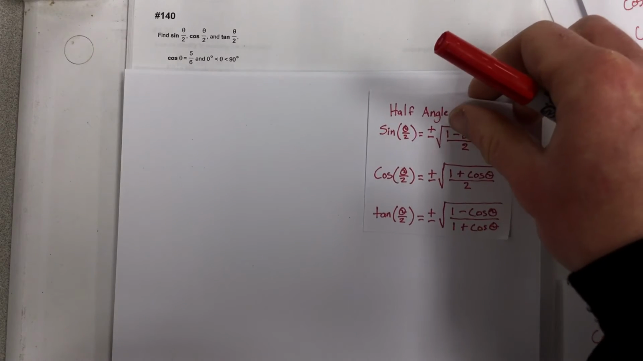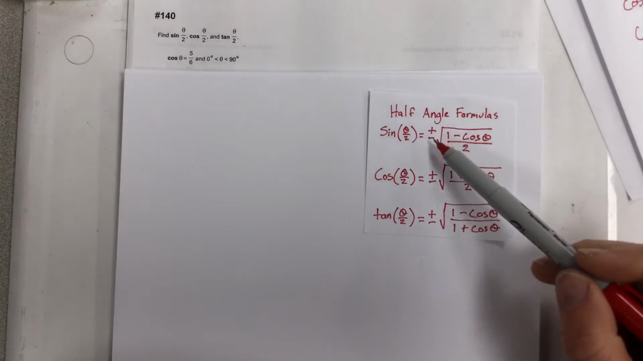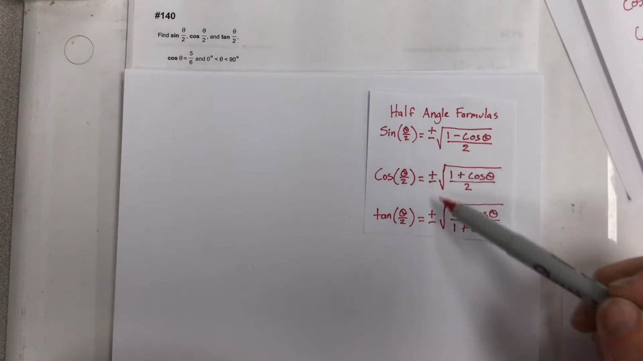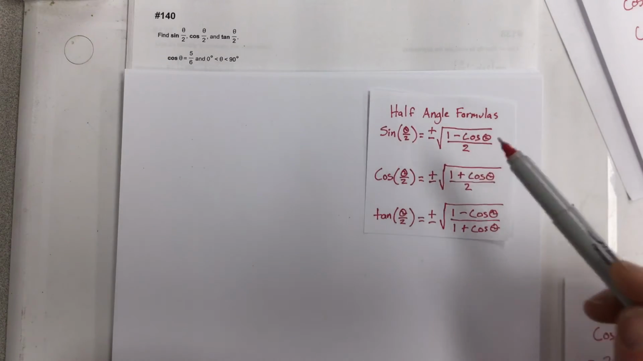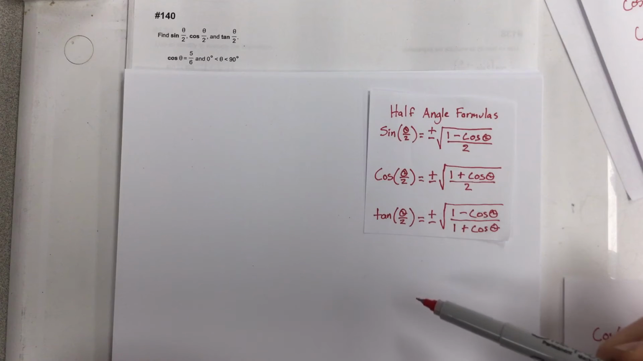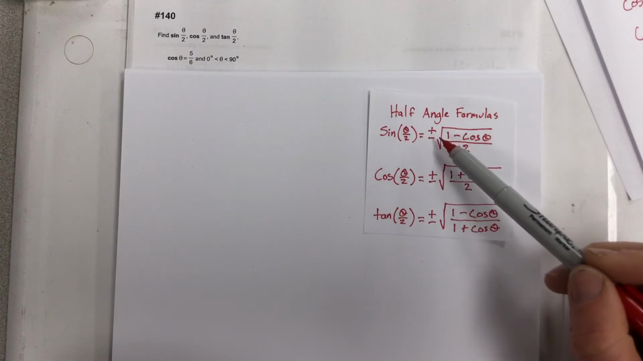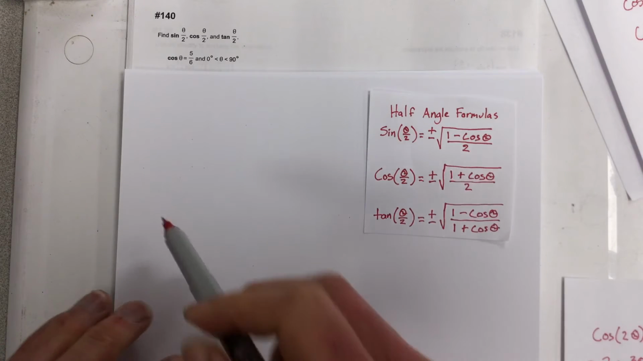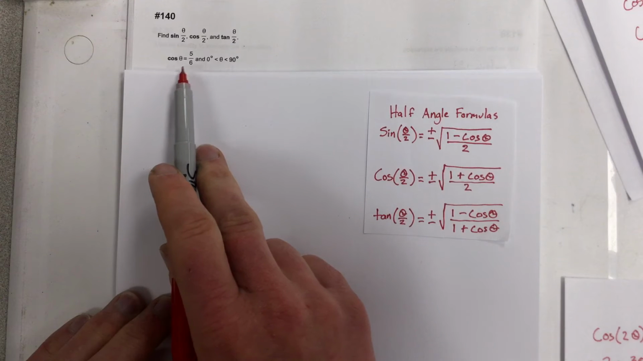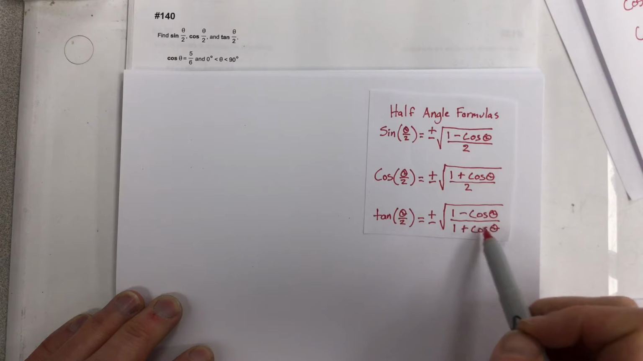So if we look at the half angle formulas, you'll see the half angle formulas have both plus and minus for each formula. Well, if we're in quadrant 1, then we're only going to need to worry about the positive version of each of those. So we start with cosine theta is 5 over 6. All we need is cosine theta for each of these.